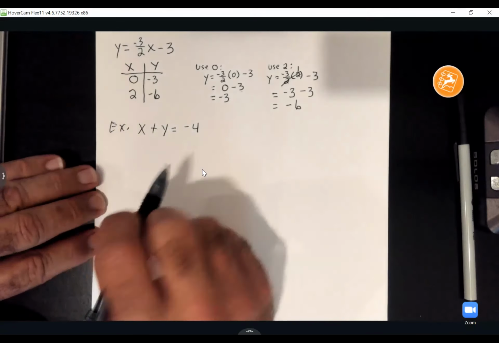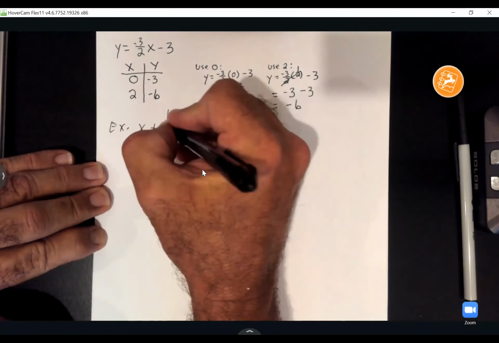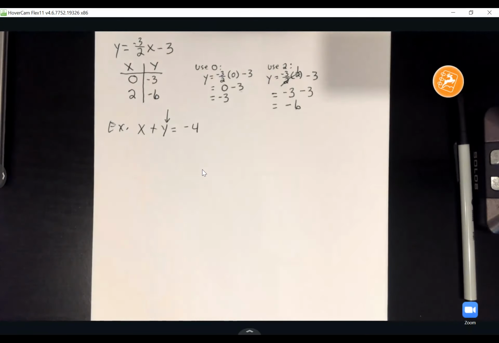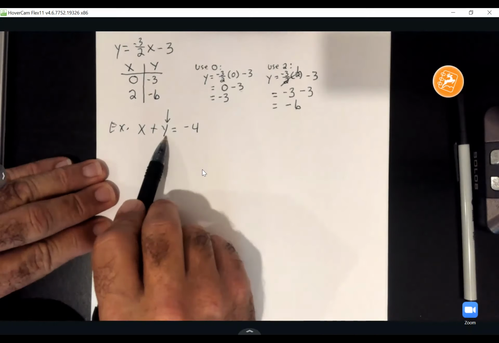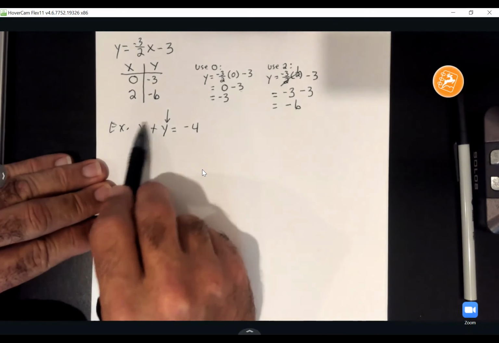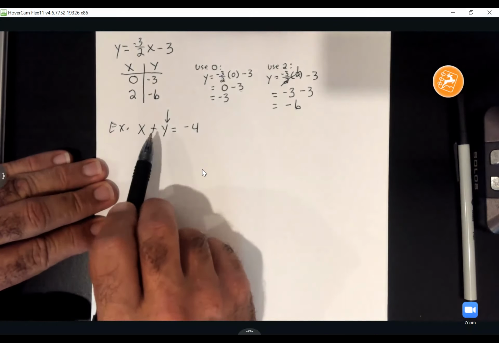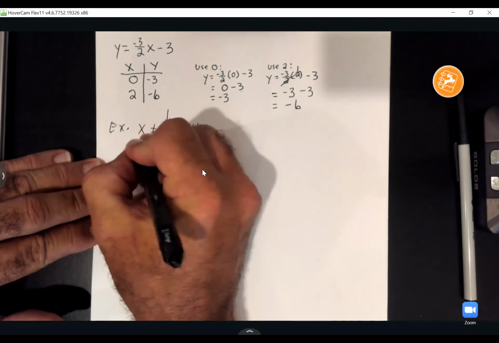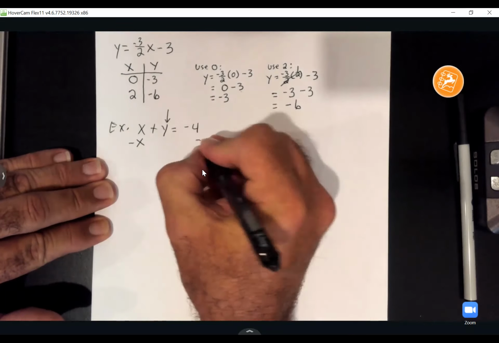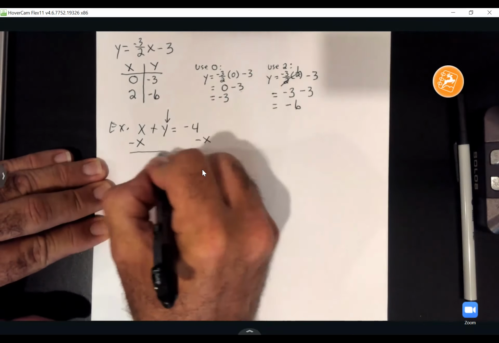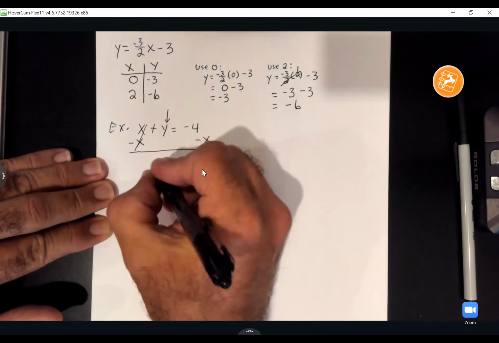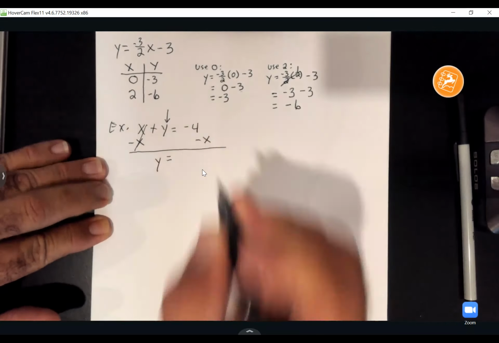So the trick on this one, I need to get this y by itself. Once I got the y by itself, I'm going to start plugging in numbers for my x's and seeing what I get. So to get the y by itself, this x over here is being added to the y. So remember, if I want to move something from one side to the other, I add the opposite. And I'm going to add the opposite to both sides. So notice these x's cancel. I'm left with my y equals.